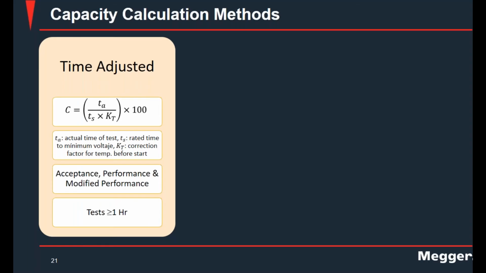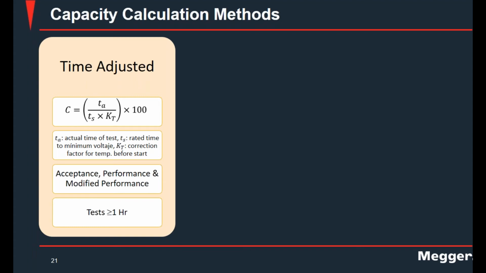Once you run the test, you want to calculate the capacity. And as I mentioned before, there are two methods. There's the time-adjusted method, which is basically a ratio of the actual time of test. So we are running a test at a certain rate, and we are expecting with that rate the battery to last for a certain amount of time.